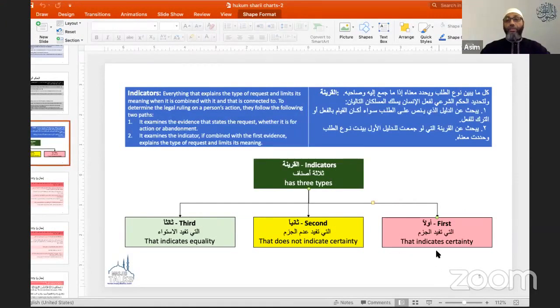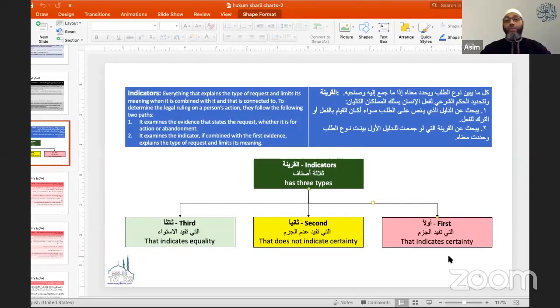So as a reminder, these are the three kinds of qara'in, and we have already covered the first kind, which shows the jazm, and today we'll talk about ghair jazm and istiwa. Jazm is the one that shows the decisiveness or certainty in a command that can lead to the hukum to be, if it is commanded to be done, then it's a fard, and if the hukum was to stay away from it, then that hukum carries the ruling of a haram.